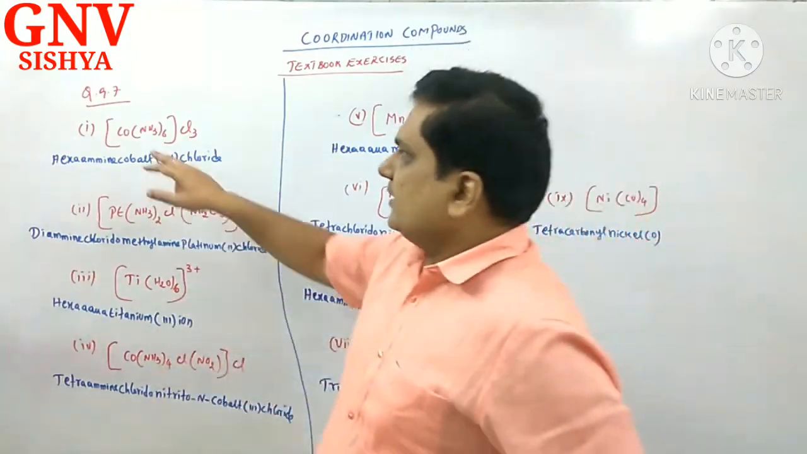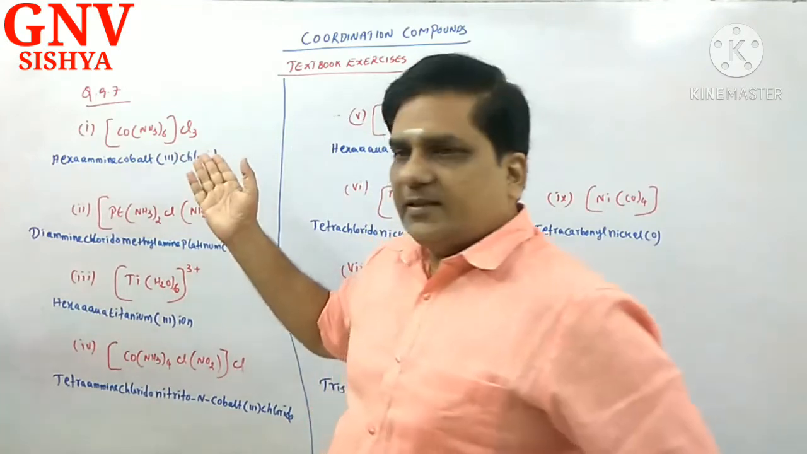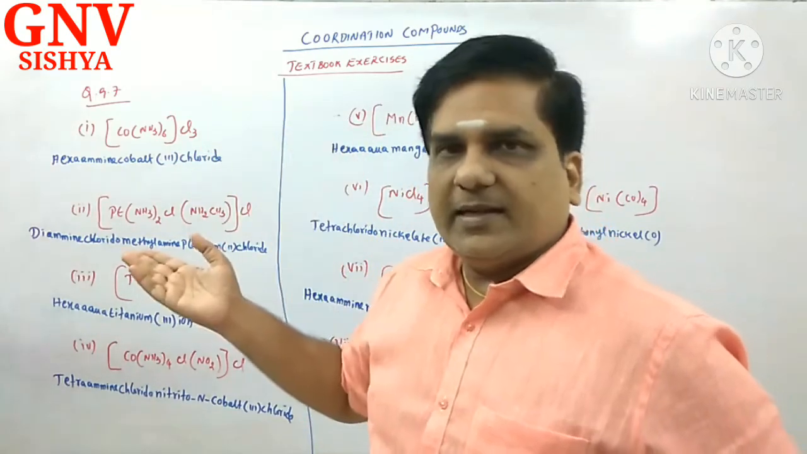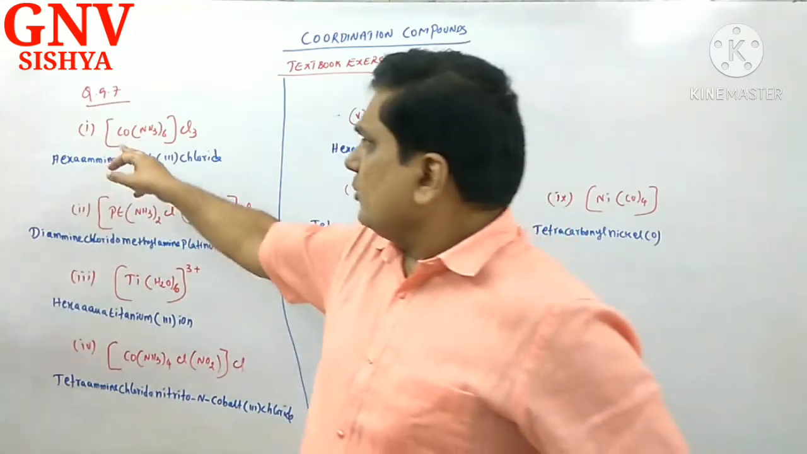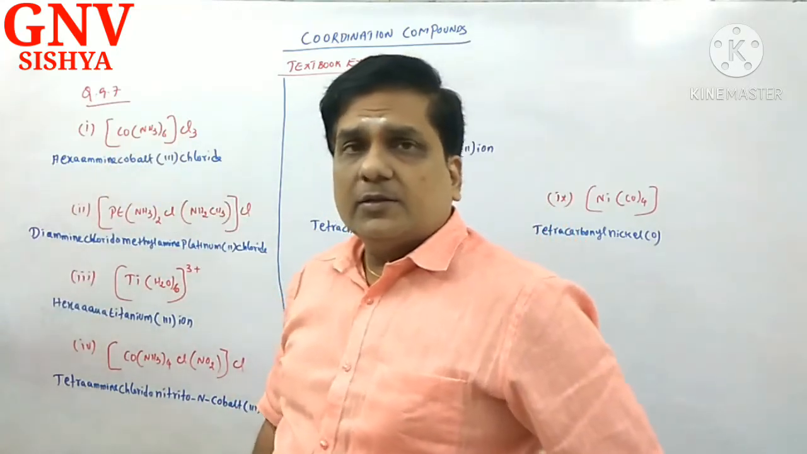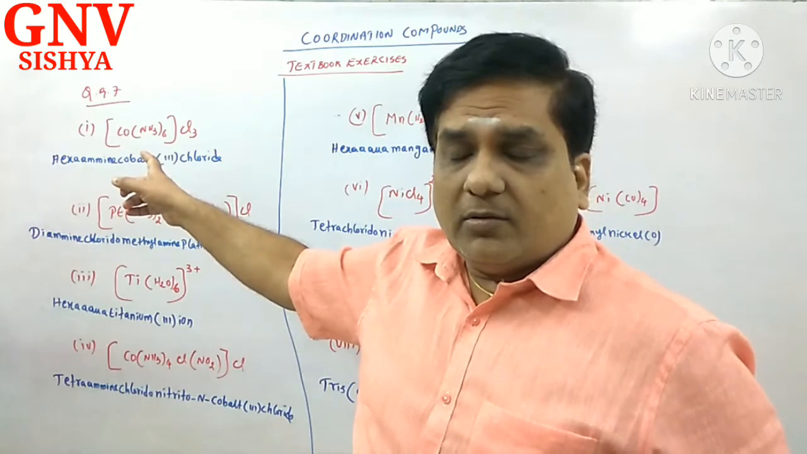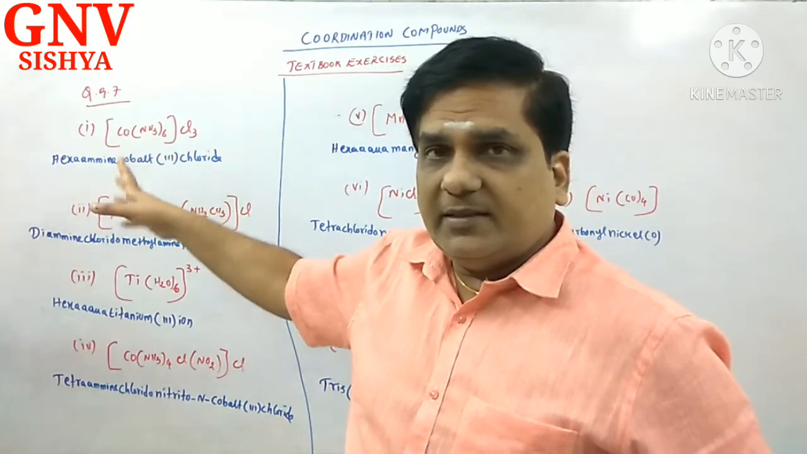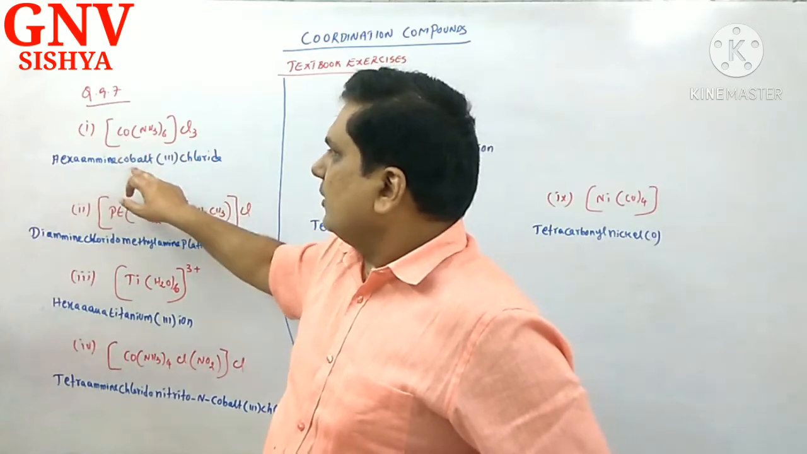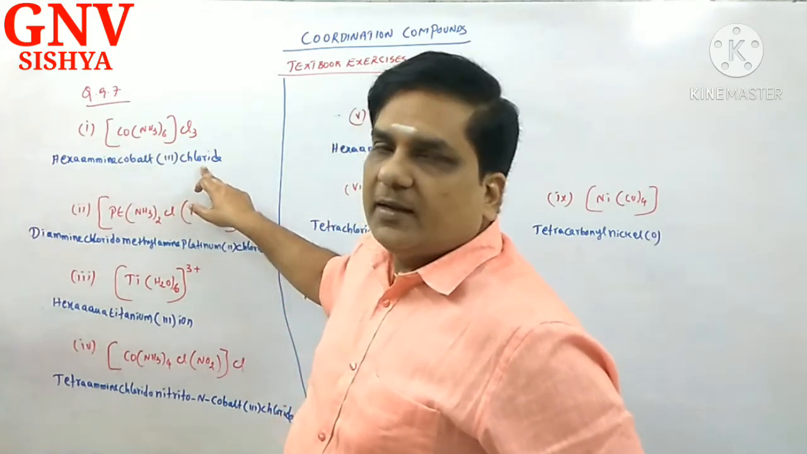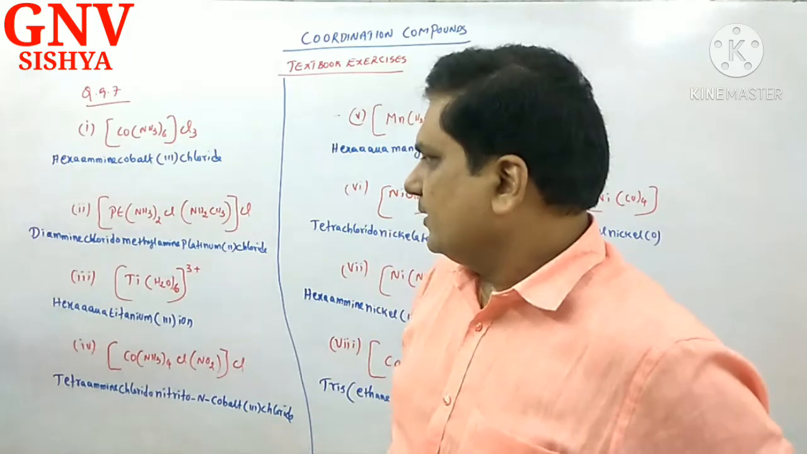First one, [Co(NH3)6]Cl3. I think this example we have discussed several times. Complex cation, simple anion type. Coordination number 6. Correct? So cobalt oxidation number will be 3. So what will be the naming now? Hexaamminecobalt(III) chloride. Kindly don't write trichloride.